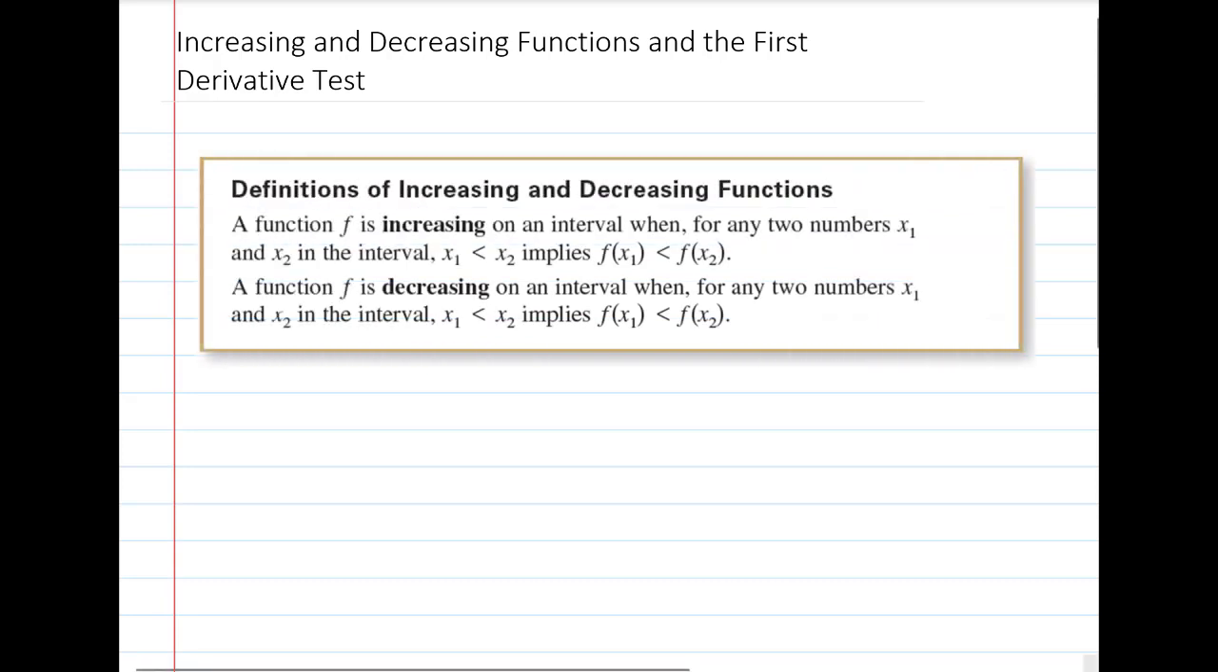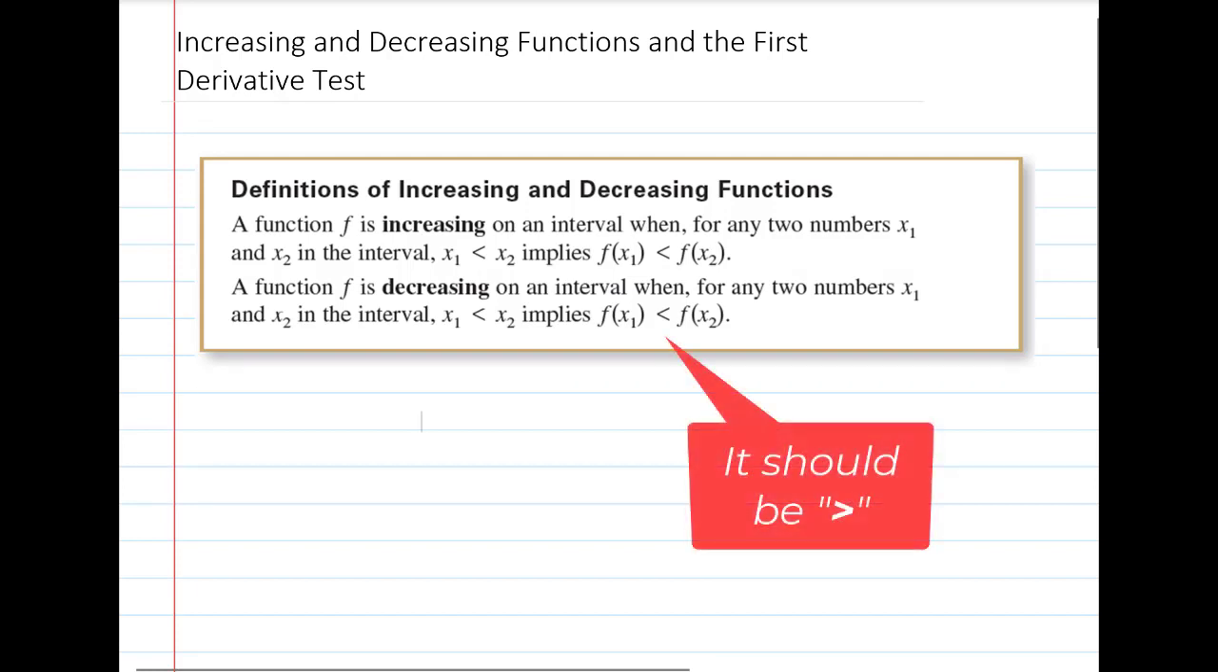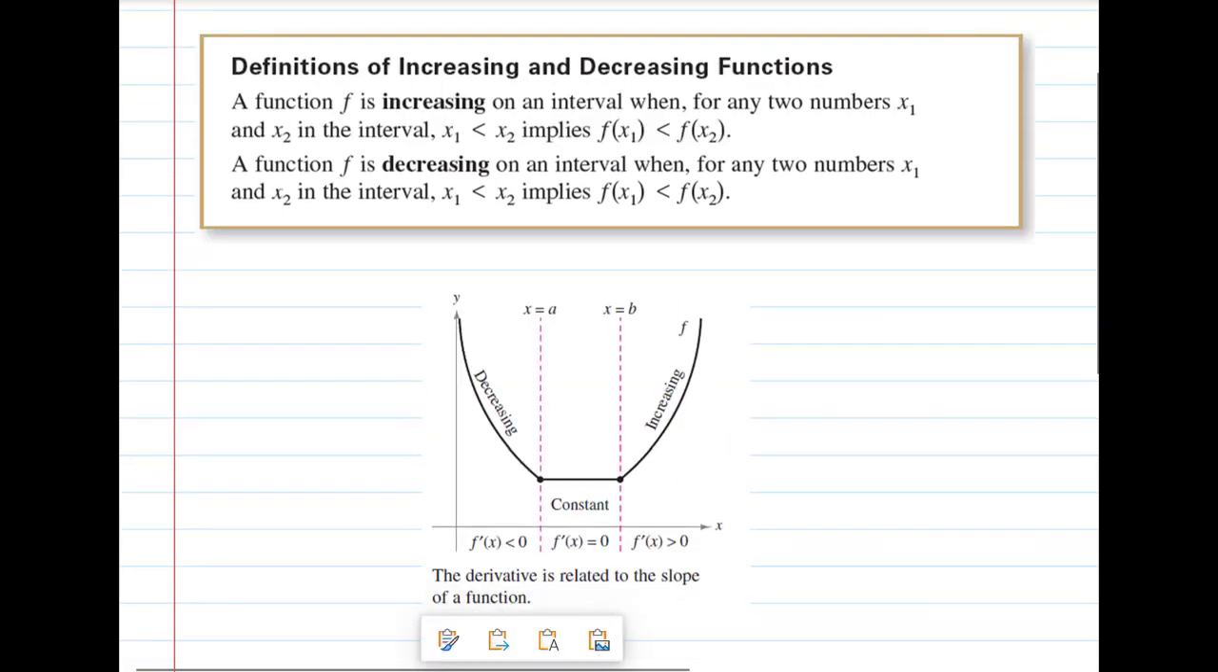Okay, here we have our definitions. A function f is increasing in an interval when for any two numbers x1 and x2 in the interval, x1 less than x2 implies that f of x1 is less than f of x2. Similarly, for a decreasing function on an interval, for any two numbers x1 and x2 in the interval, x1 less than x2 implies that f of x1 is greater than f of x2. So there's a little typo in there, guys. It's not less than, but greater than.